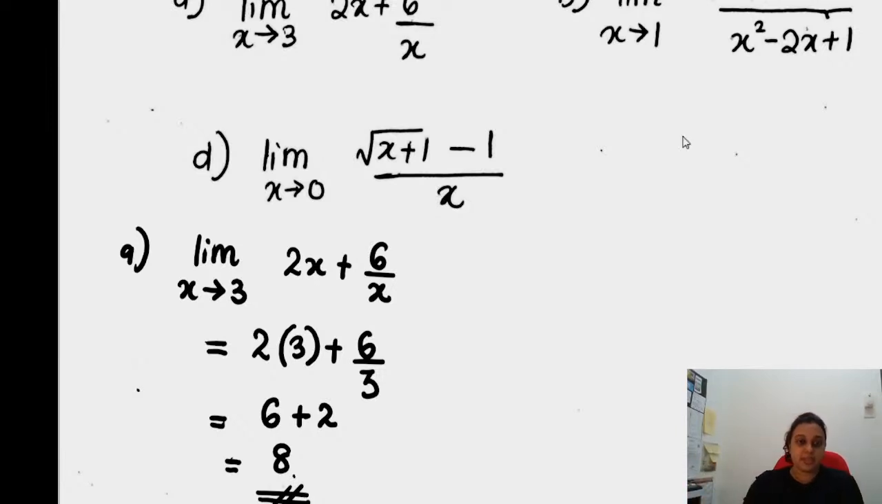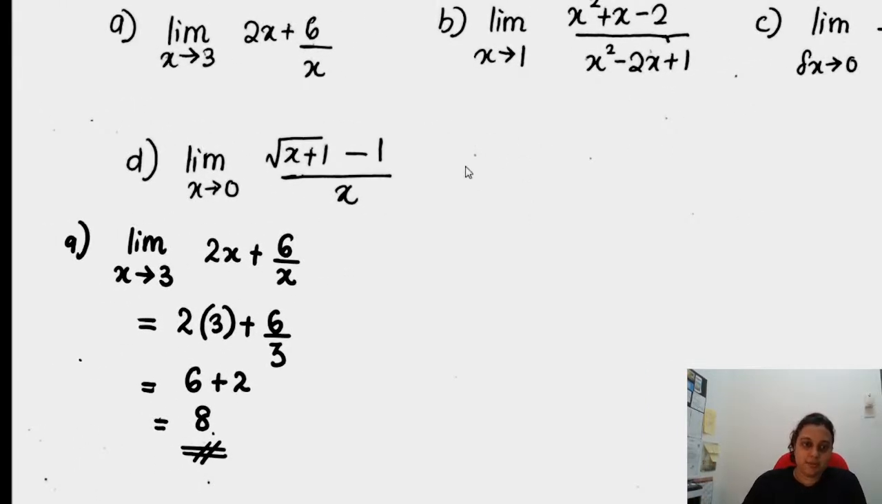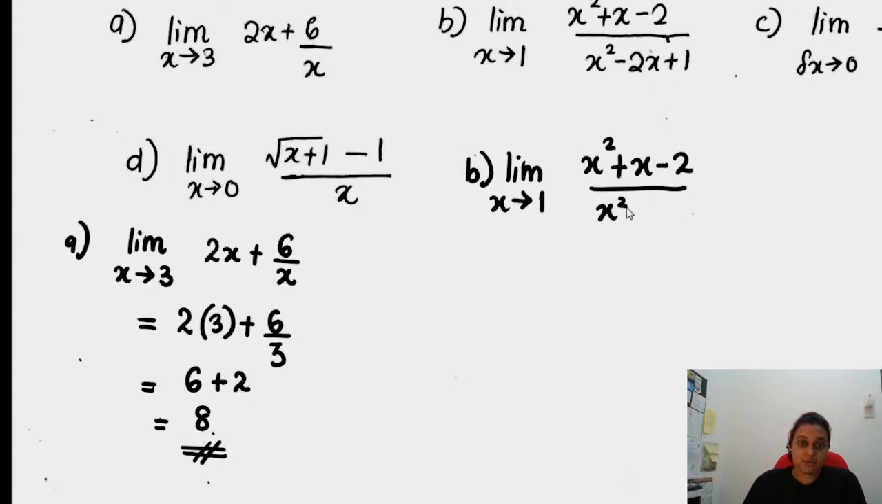Okay, that's A. Now let's look at B. Let me copy B first. Limit of x approaching 1, x square plus x minus 2 over x square minus 2x plus 1.